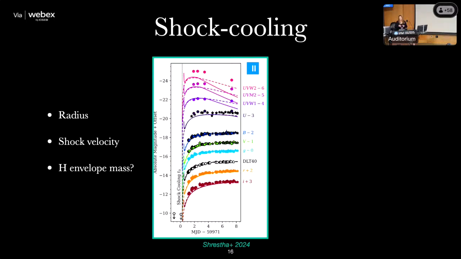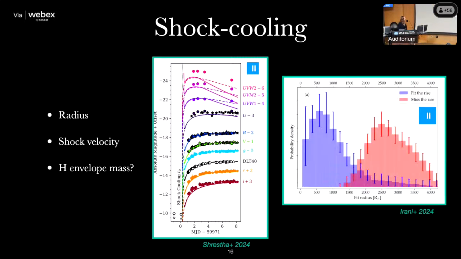Shock cooling: after that shock has broken out, your ejecta expands and cools. How it expands and cools over time can tell us about the radius of the progenitor, the velocity of the shock, and possibly the mass of the hydrogen envelope. So here is a model from a paper that Manisha did on 2022 AXU. And you can see that while these models fit the optical pretty well, they're missing the ultraviolet.